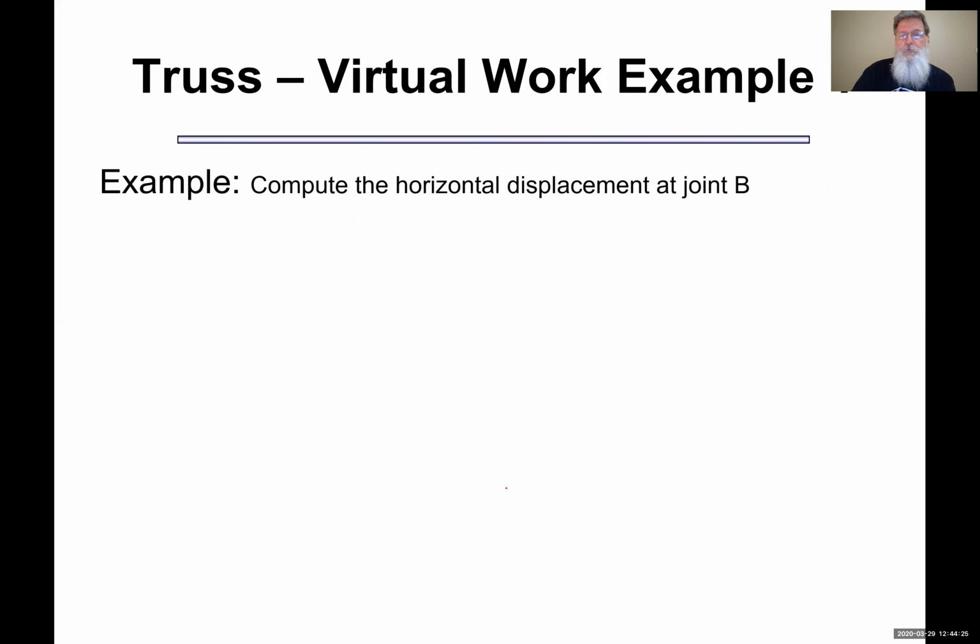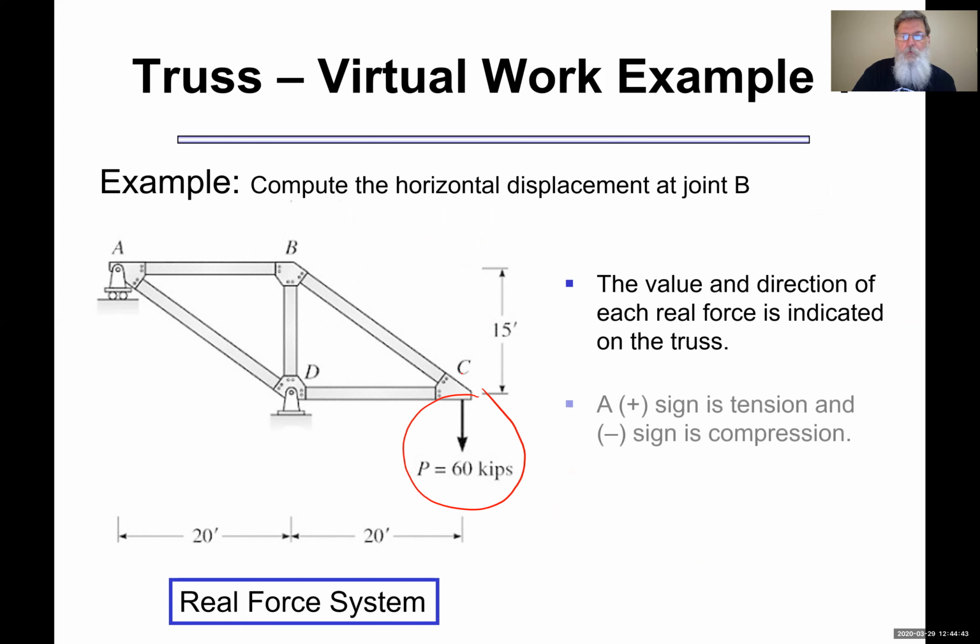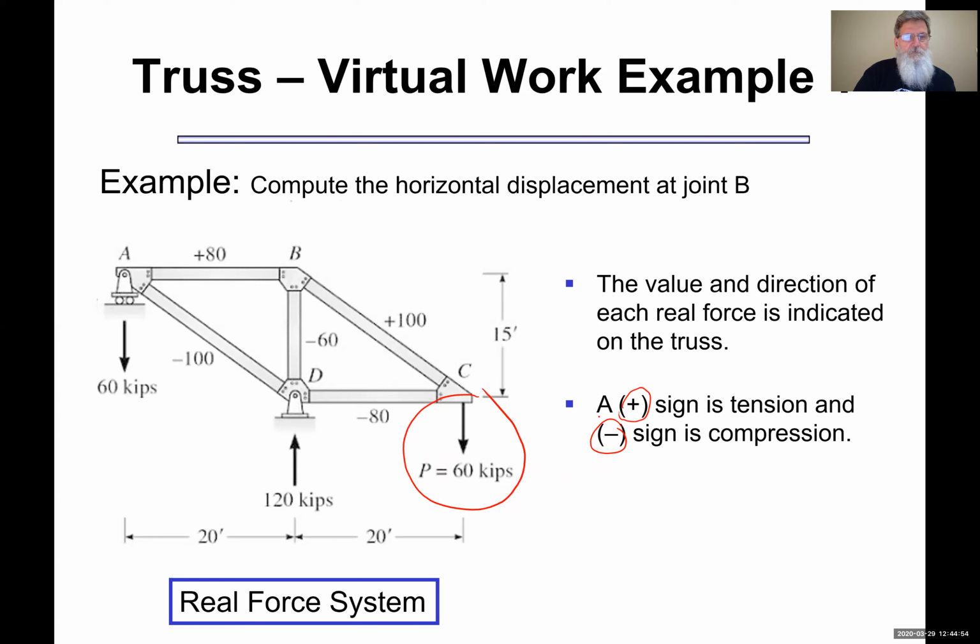Now, since I want to compute the horizontal displacement at B, I need to come back and do the virtual system. So here's my real force system again with just the real load applied, and I'm going to find the bar forces in each of those. Remember, we're going to follow the same sign convention we had before: positive for tension, negative for compression. And there are those values.